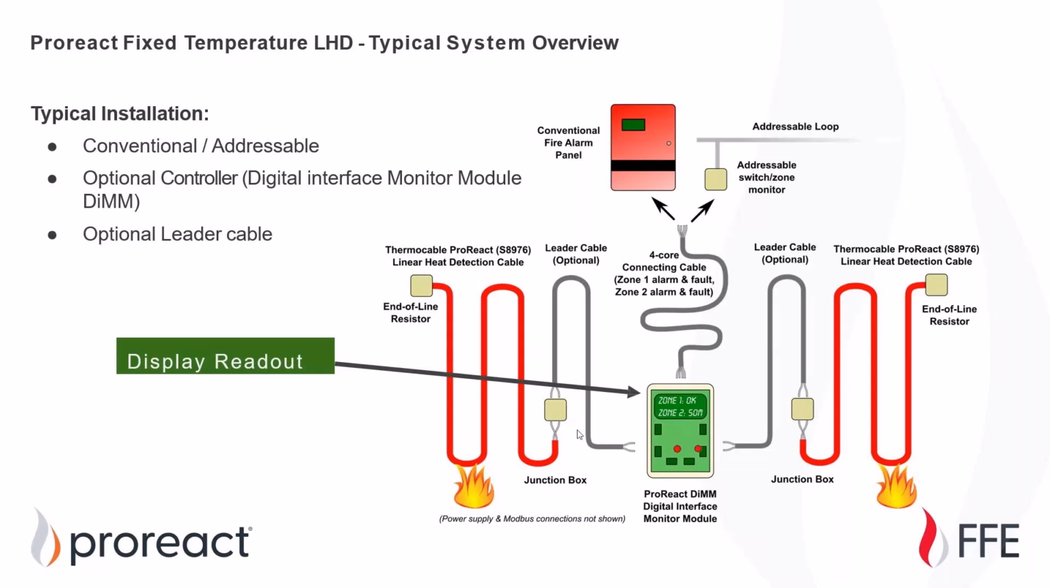Each of the ProReact fixed temperature controllers can handle up to 2 zones. These separate zones are monitored, and there's a display readout that is going to give you either the status, or if there's an alarm situation, it will read out the distance. That would be the distance from the controller, so it's easy to see at what distance away, if you have that mapped out, you'll be able to know where the location of that alarm was. This says 50 meters, but it's also available in feet as well.